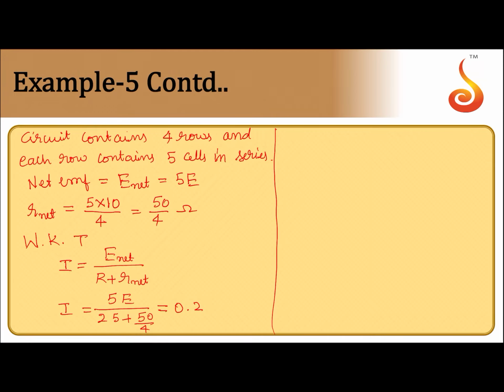So let us simplify this. What do we get? 0.2 is equal to 5E divided by, if I take 4 as LCM here, this will be 150. So 0.2 is equal to, take this 4 to numerator, so 5 fours are 20, so that will be 20E divided by 150.